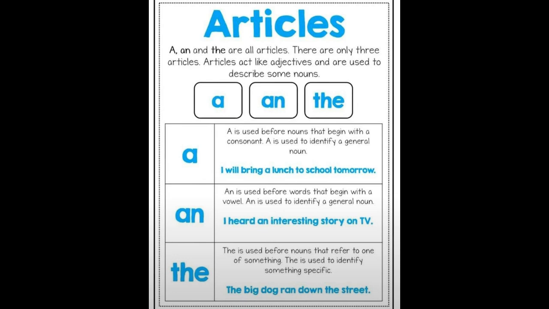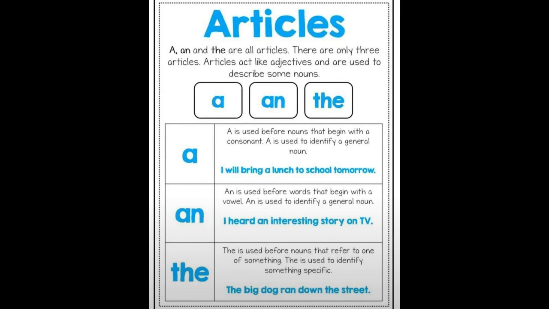Today, we're diving into the world of articles. Let's start with a simple question. Do you know what "a" and "an" are? Well, these tiny but mighty words are called articles. They act like adjectives and help us describe nouns. So, if you've ever wondered how to make your sentences clear and specific, stick around.